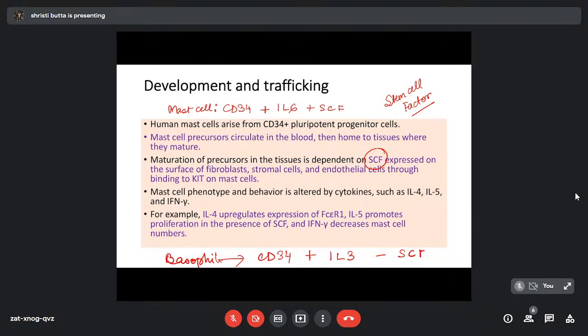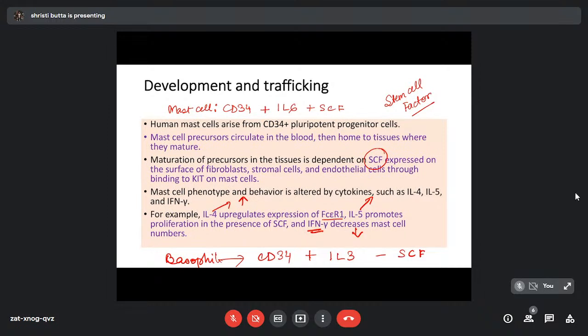Mast cell phenotype and behavior is altered by cytokines like IL-4, 5, and interferon gamma. IL-4 is the one which upregulates the expression of Fc epsilon receptors. IL-5 promotes proliferation in the presence of the stem cell factor. On the other hand, interferon gamma decreases mast cell numbers. Remember, interferon gamma is produced by the T helper 1 cells.